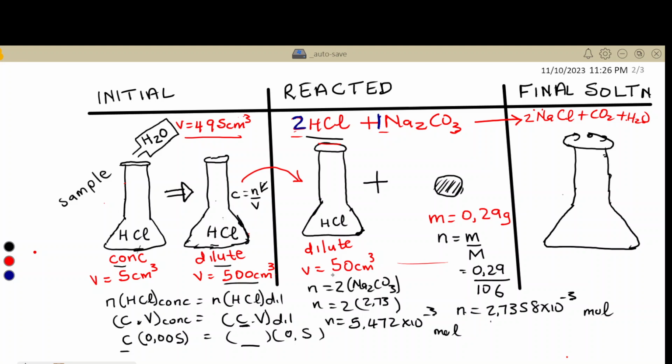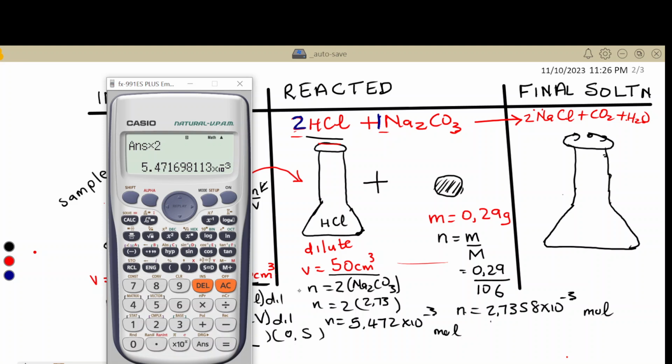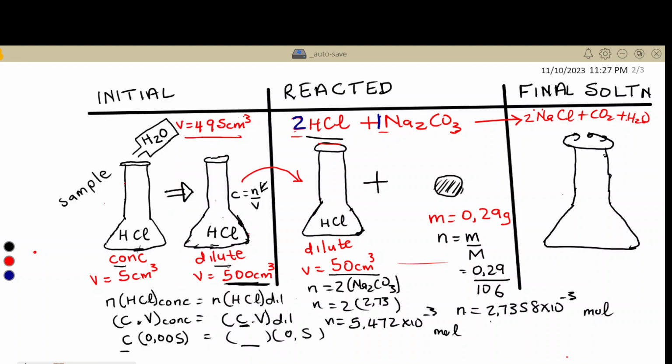HCl. Remember, this HCl is 50 cm cubed. This HCl is 500 cm cubed. So the HCl on the left is bigger than the HCl on the right. Now, if you check the ratio between them, if you divide 500 by 50, you get 10. So that means the one on the left is 10 times bigger than the one on the right.